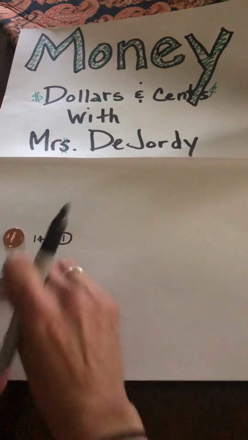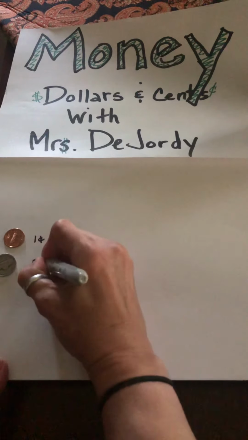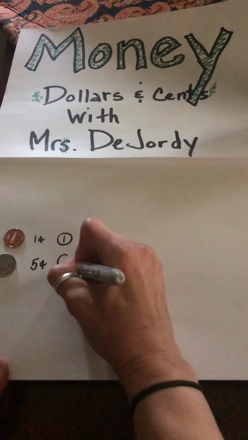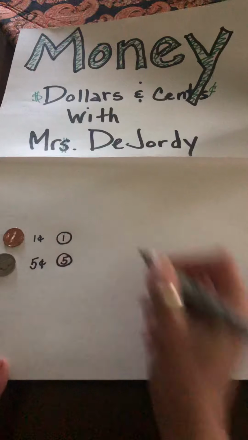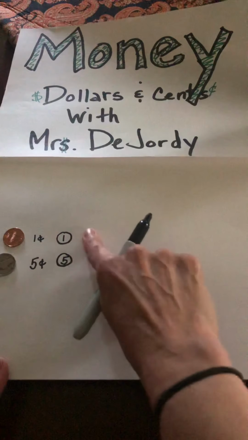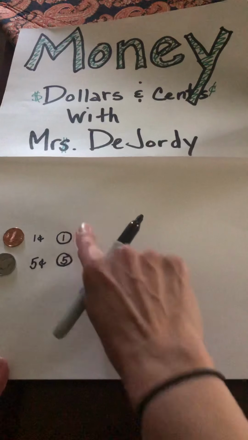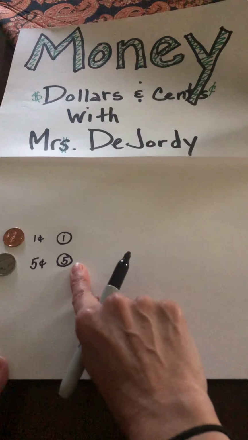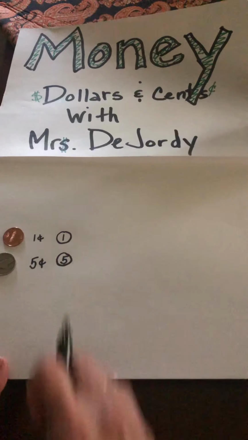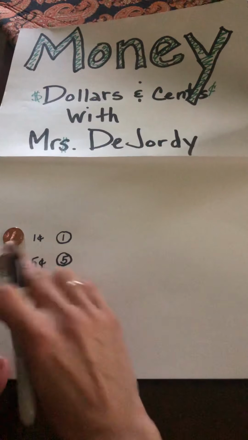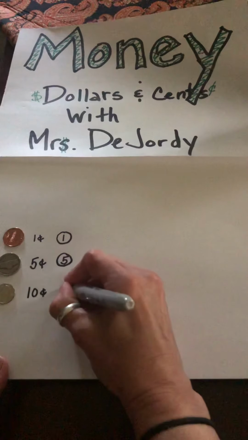And our nickel is the next denomination, and the nickel is worth 5 cents. And what do you think we're going to do with that one? We're going to again make a circle, and we're going to put a 5 in it. So when we look at these, we know that a circle that has a 1 in it is going to represent a penny. A circle that has a 5 in it is going to represent a nickel. And so on. There's our dime, which is worth 10 cents. And that's going to be a circle with a 10.